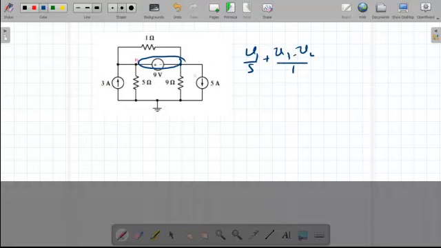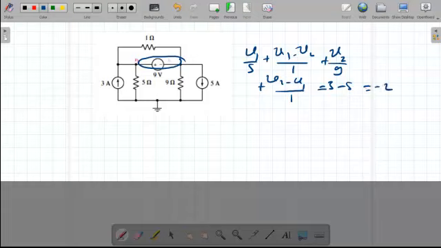then V2 over 9. Then we can count also the current here, V2 minus V1 over 1. This will equal the entry current 3 minus 5. So this will equal minus 2.